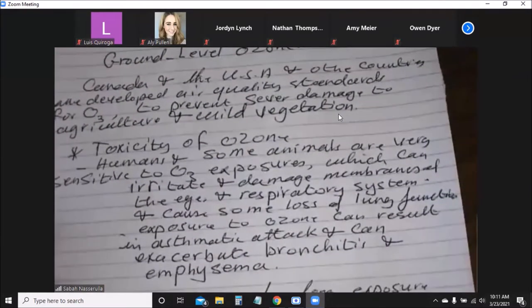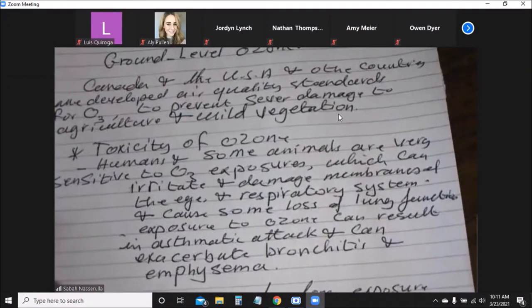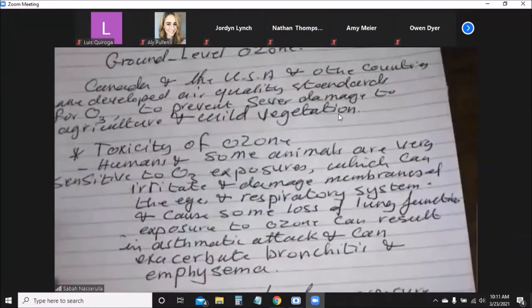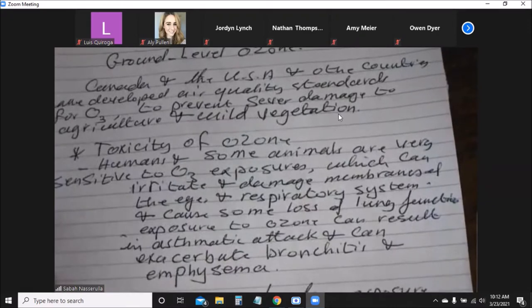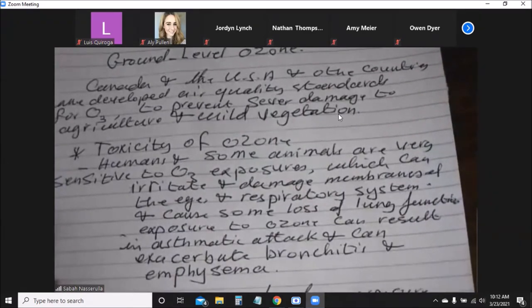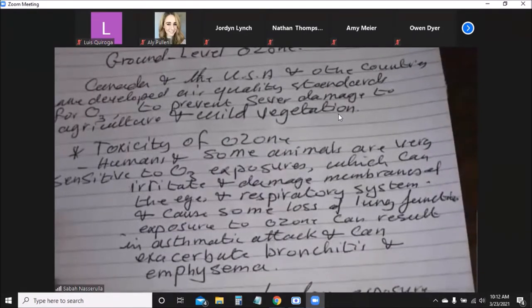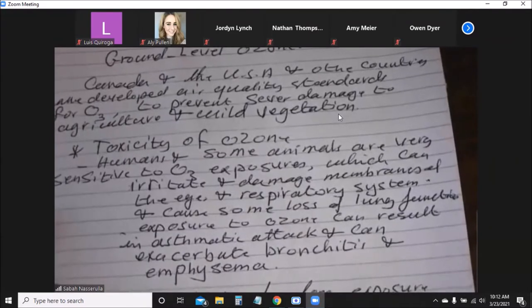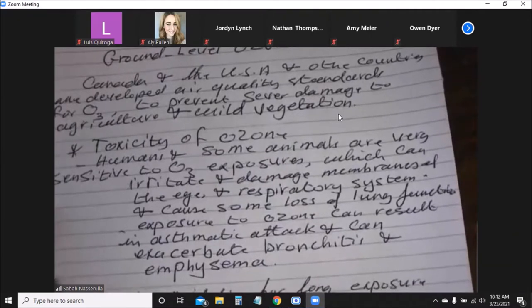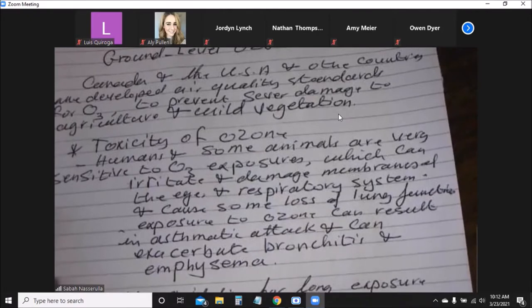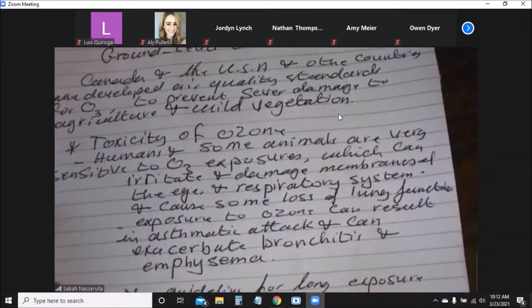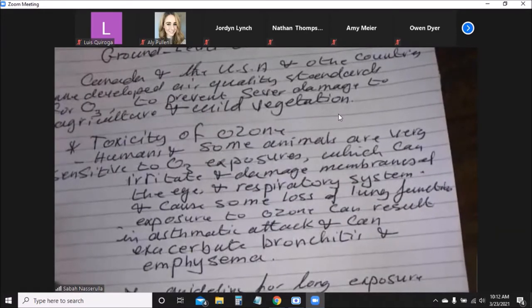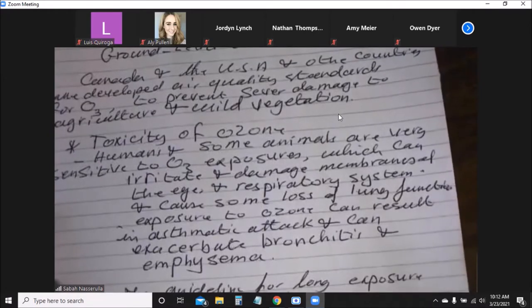And now also to mention that ozone can damage vegetation and so on. Ozone also causes important damage to wildlife and also to agriculture over a widespread area. This is widespread areas.